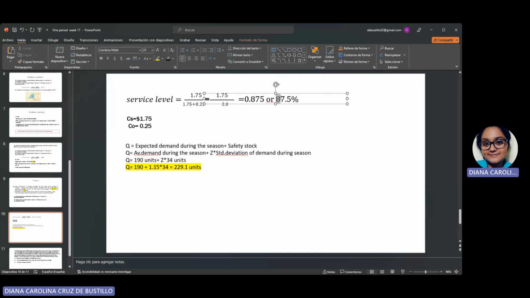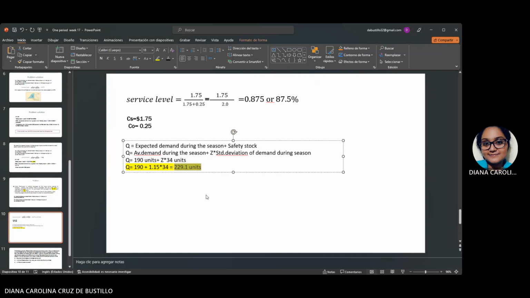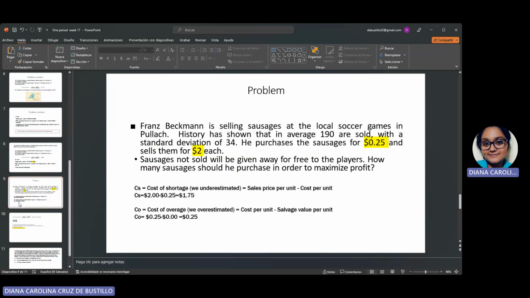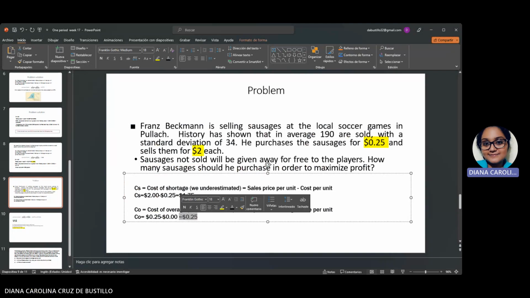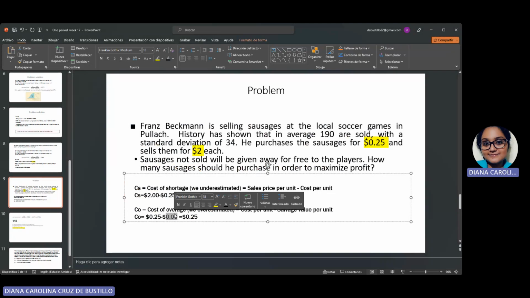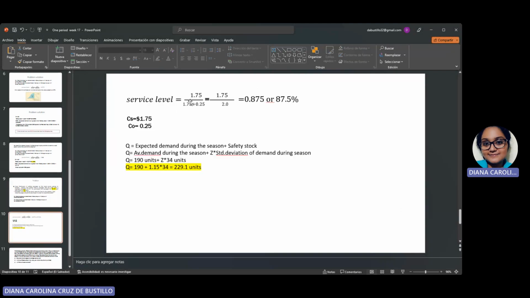That would be equal to having a service level of 87.5%. Okay, so this would be the solution. You would have to order this amount. All right, good. Now, this service level is pretty much the probability of not being left without inventory. If you see here, the cost of shortage is much higher than the cost of overage, because you lose more profit if you have not enough units and the customer wants more than what you lose if you overestimate. So the service level, remember, is the probability of having inventory when a customer requests it.